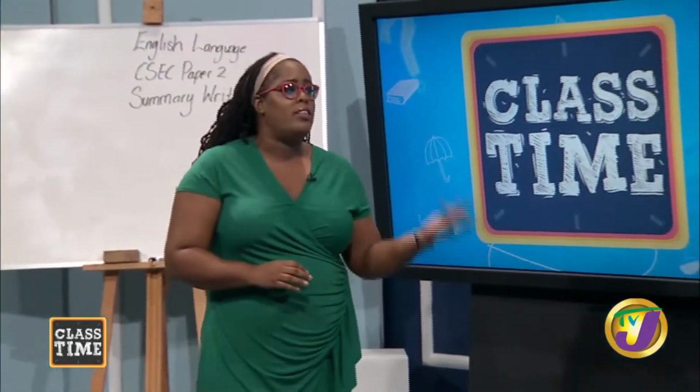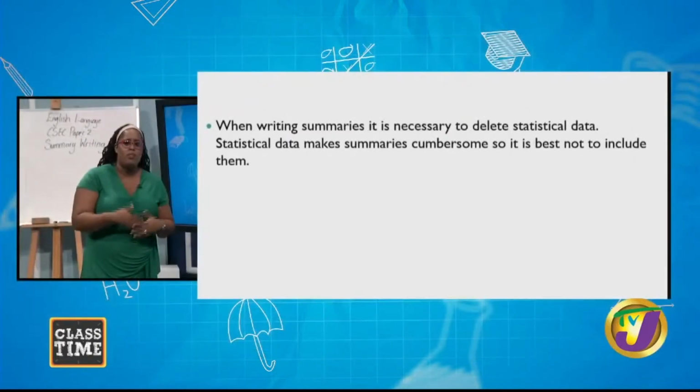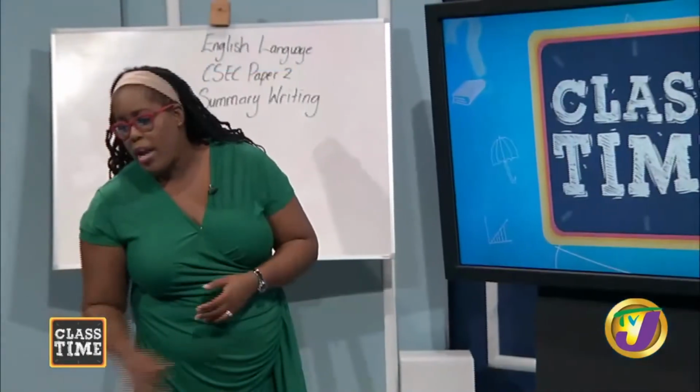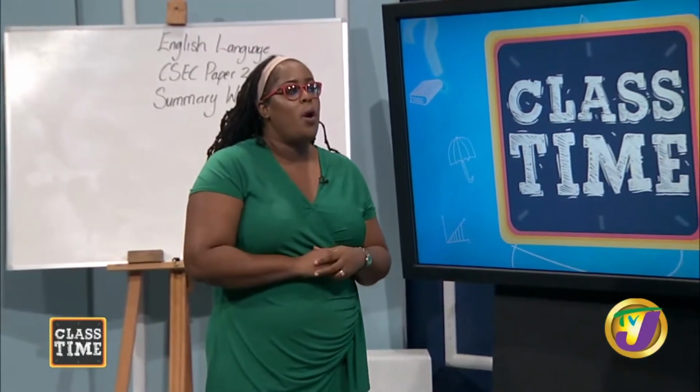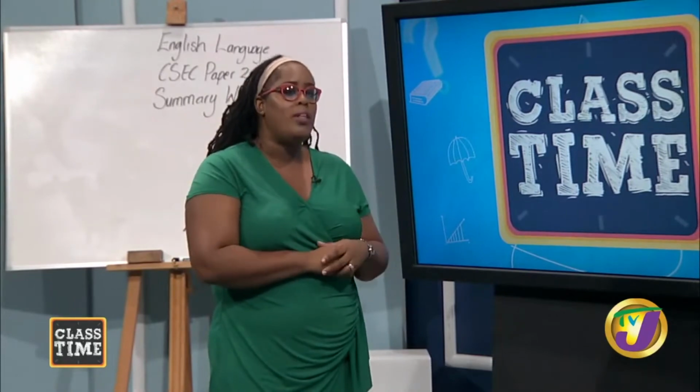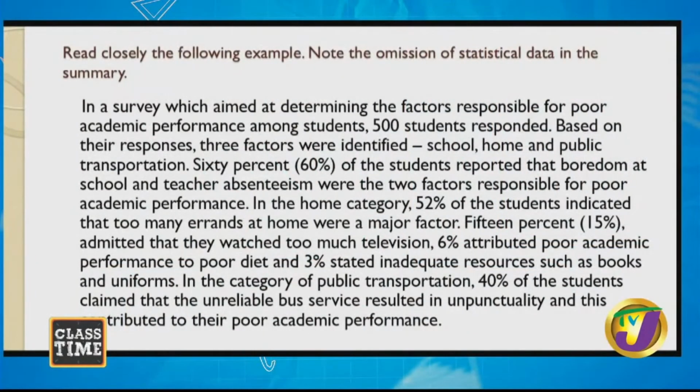Now, when writing summaries, it is necessary to delete statistical data, as I said before. Statistical data makes summaries cumbersome, so it is best not to include them. And the statistical data are usually used as emphasis as well, so we don't really need to include them in our summaries. Doing something to work on our own now, and looking at how the statistical data is omitted. Read closely the following example. Note the omission of statistical data in the summary.